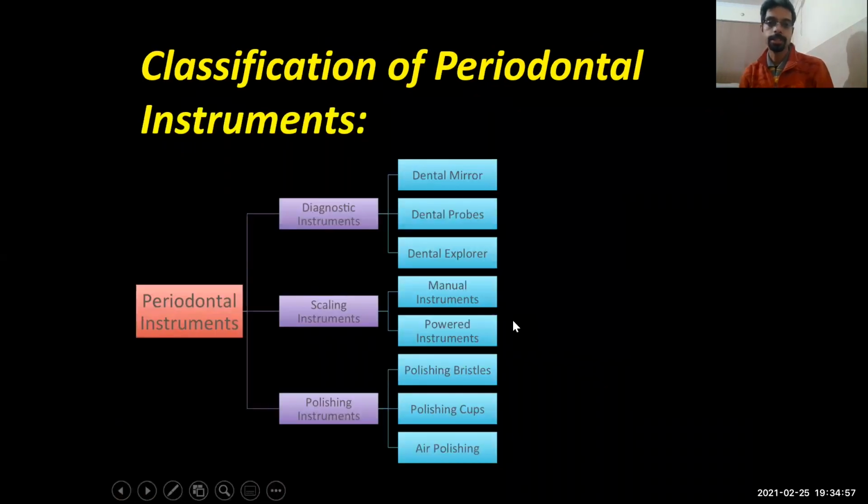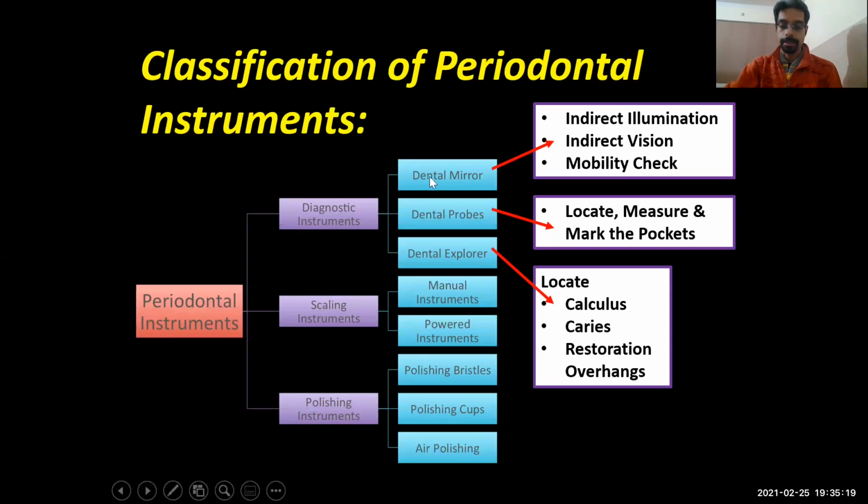Coming on to the classification of the periodontal instruments. Periodontal instruments are divided into three types: the diagnostic instruments, scaling instruments, and polishing instruments. Diagnostic instruments are the mirror, probe, and explorer. Scaling instruments are manual and powered. Polishing instruments are polishing bristles, polishing cups, and air polishing systems.